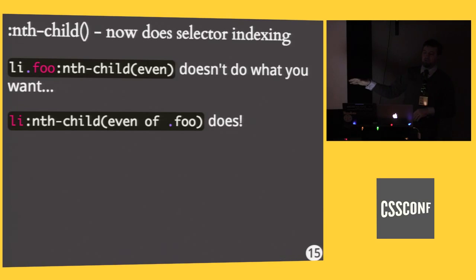The nth-child pseudoclass now does selector-based indexing. That first selector, li.foo:nth-child(even), doesn't do what you might think. It finds list items that are .foo and that are even, not the even .foos. It doesn't let you count particular things, just elements themselves. So you can now move the selector you want to be counting on into the argument of the nth-child, and this will now find all the li.foos and then only grab the even ones of them, skipping over everything else.